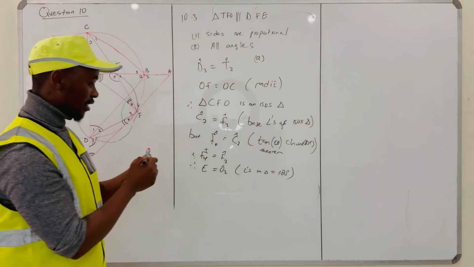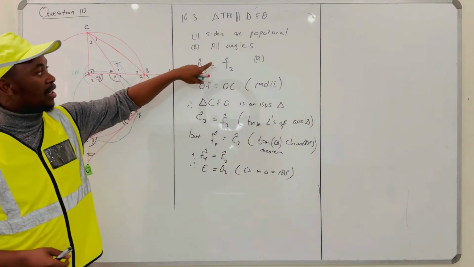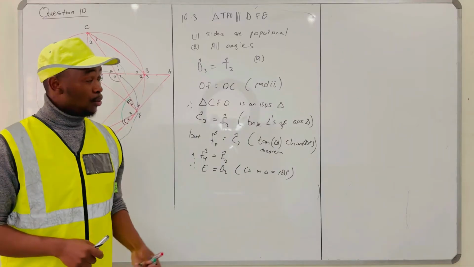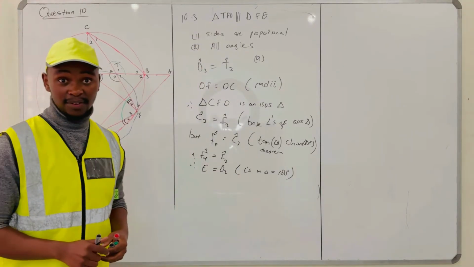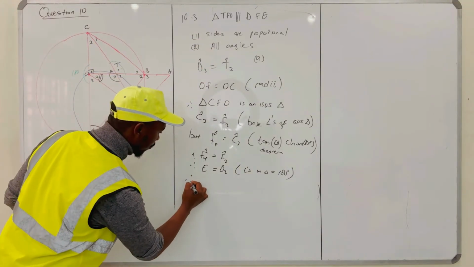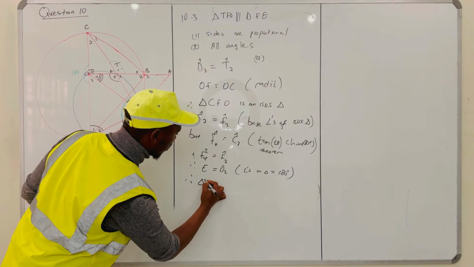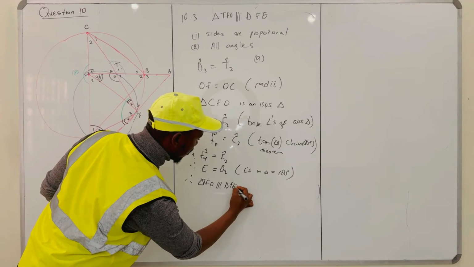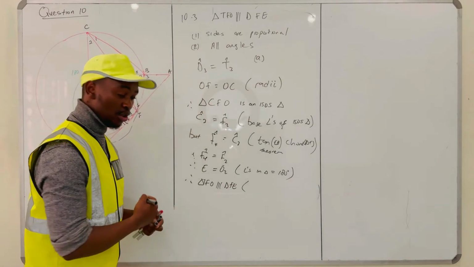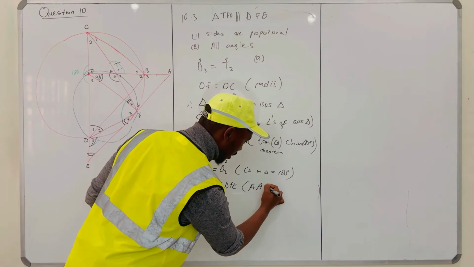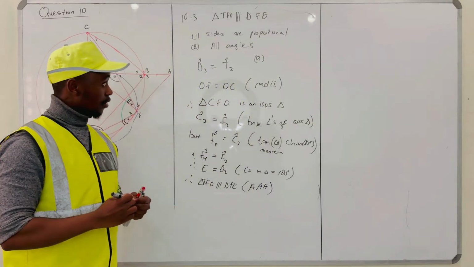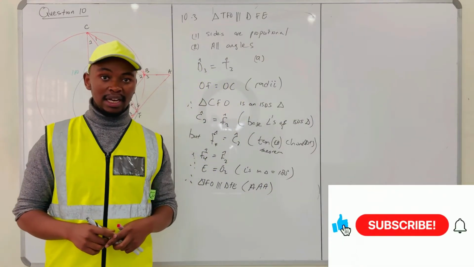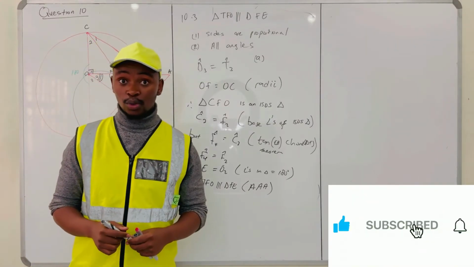Then we have proven that indeed, with these two options where all angles are equal, we can say that those two triangles are definitely similar. Therefore, triangle TFO is similar to DFE. What method did we use? We used all angles. So angle, angle, angle. All right. So those are similar triangles. We can move on to the next question.